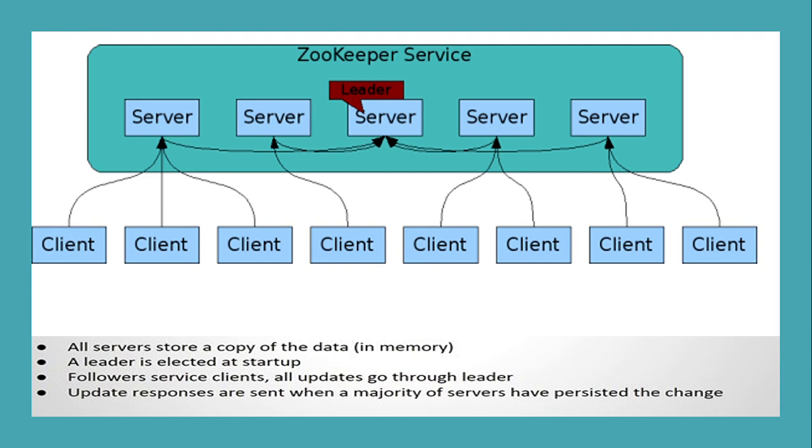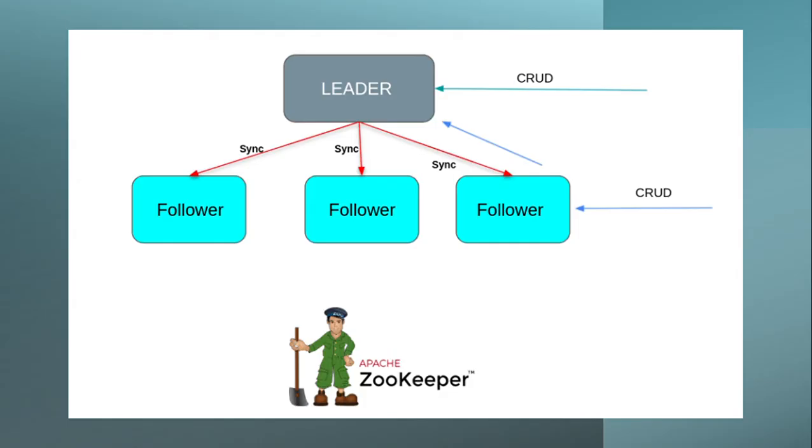A typical architecture of Zookeeper looks like this, where we can see we have multiple follower servers and one leader server. Clients can connect to any follower server, and all the follower servers sync the data with the leader server. All the servers store a copy of the data in memory. A leader is elected at startup. Followers service clients, and all updates go through the leader. Update responses are sent when a majority of servers have persisted the data. Followers sync the data and the leader also syncs the data with the followers. All the CRUD operations which we perform are in sync with both leaders and followers.